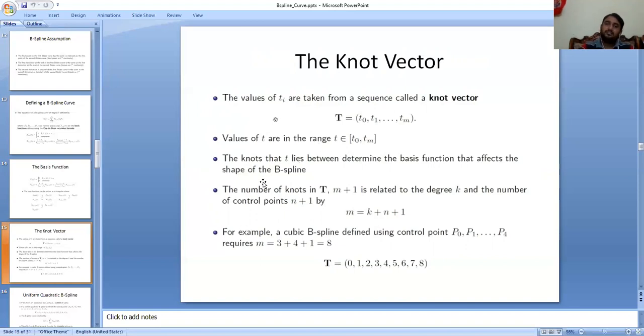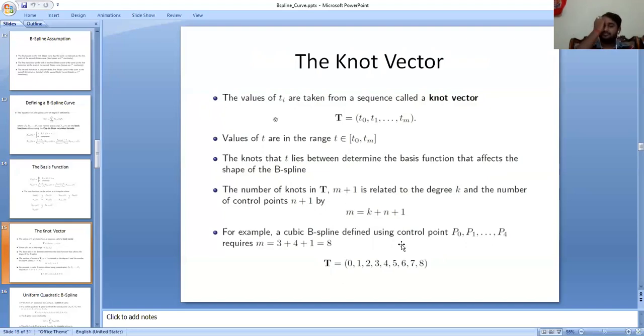So the number of knots in T, that is m plus 1, is related to the degree and the number of control points. What is m plus 1? m plus 1 is nothing but the number of knots in the knot vector. And this m can be defined as n plus k plus 1.